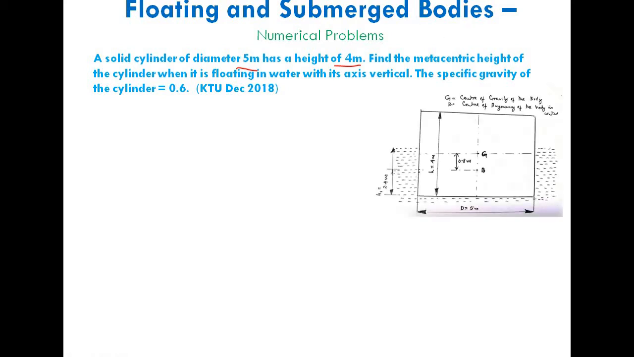So let this be the floating body, and it is floating in water. Let the height of the body be designated as small h equal to 4 meters. Then h1 is a representation of the depth of the body in water, that is depth of immersion. H1 is depth of immersion, and G is the geometric center of the body, that is the center of gravity, which is at a distance 2 meters from the bottom surface, because the height is 4 meters. So G will be at 2 meters from the bottom, 4 by 2.